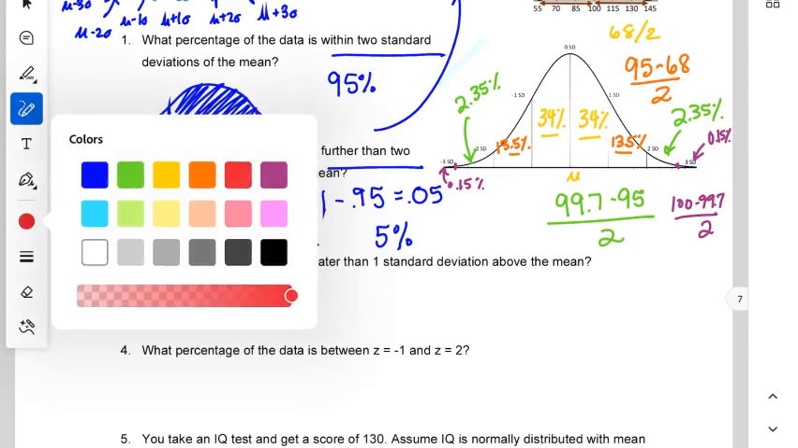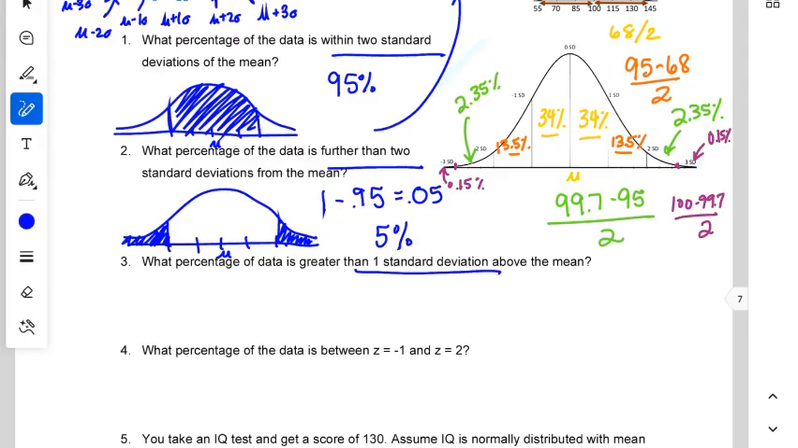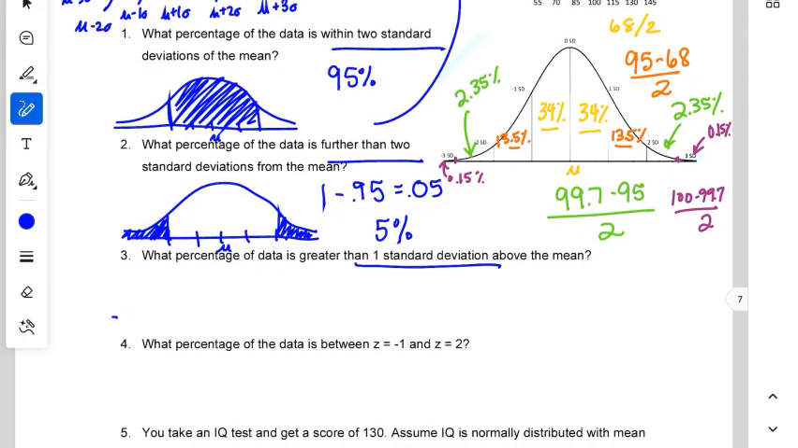So it says, what percentage of the data is greater than 1 standard deviation above the mean? So let's draw our curve. So here's our mean. Is greater than 1 standard deviation. So here is 1 standard deviation. So we want to shade greater. So we've got to be able to find that shaded region.